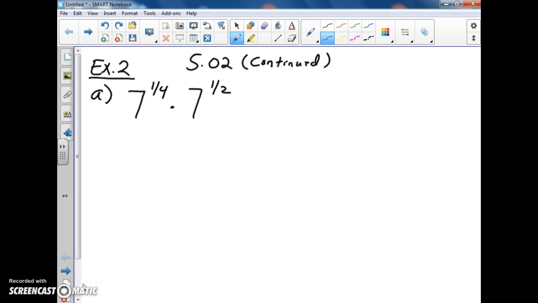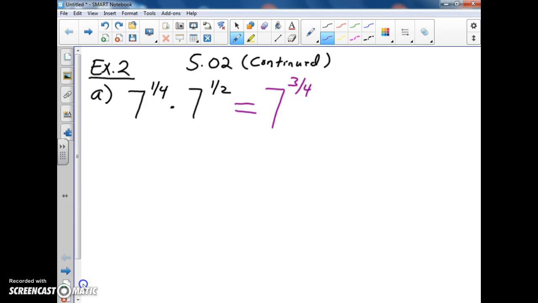7 to the 1/4 times 7 to the 1/2. Are the bases the same? Yes. Okay, so now you're going to add the exponents, right? So you're going to write down 7 to the... What's 1/4 plus 1/2? 3/4. 7 to the 3/4 is right. Very good. You got it.